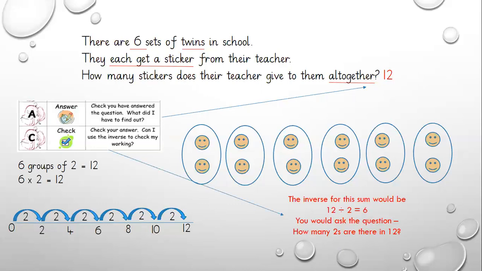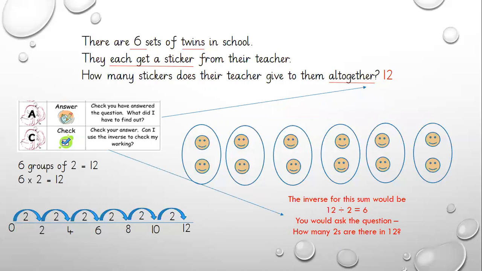Looking at the A, have I answered the question? What did I have to find out? I had to find out how many stickers does the teacher give them all together. And I see that I've got 12, so I know I've answered the question. Then I'm going to check my answer.